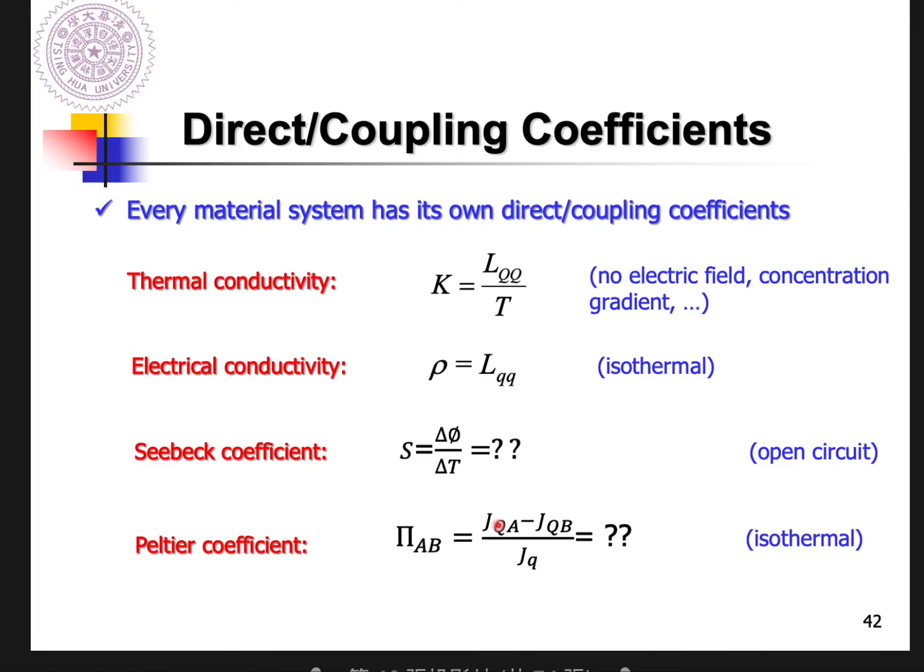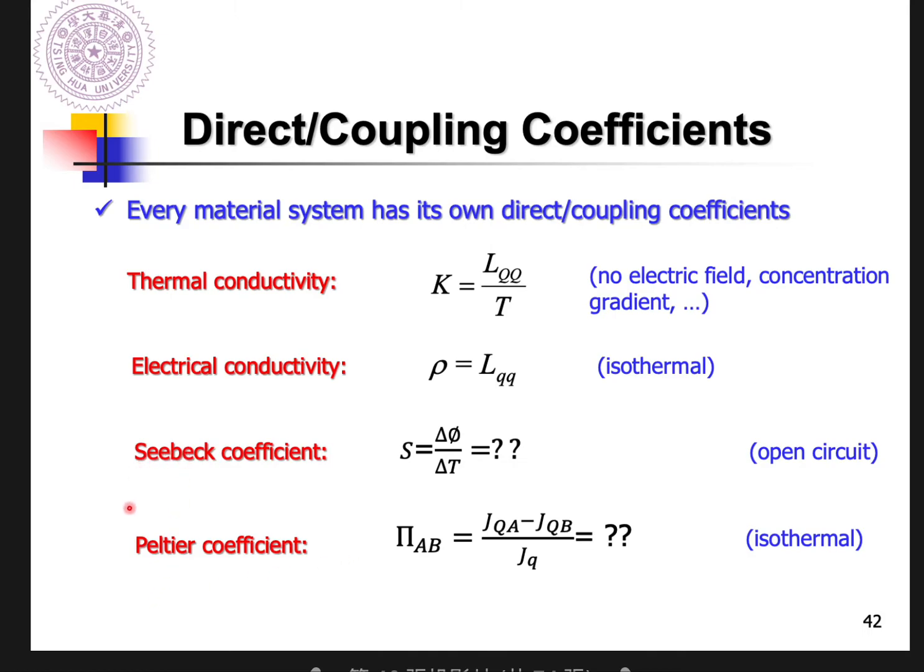And for the other side, the heat will be released to the surroundings at that side. That side can be a heater. So this is what we call the Peltier effect.